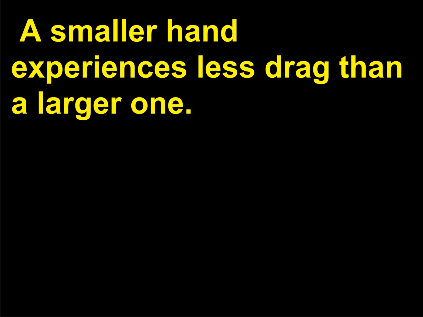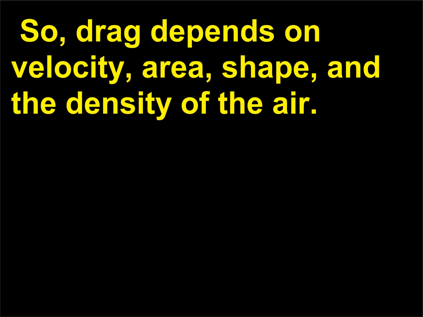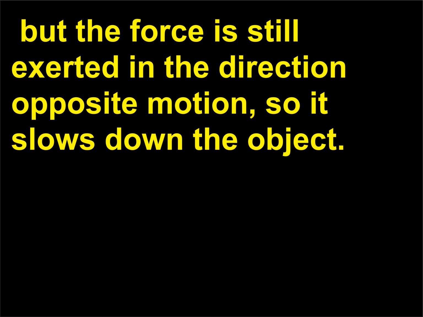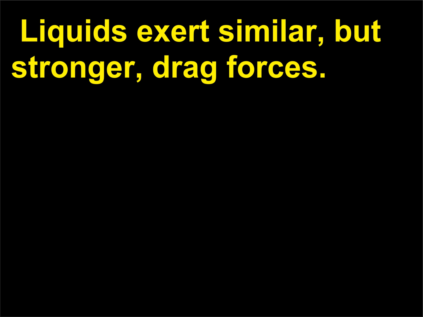A smaller hand experiences less drag than a larger one. So, drag depends on velocity, area, shape, and the density of the air. These properties are different from other contact friction forces. But the force is still exerted in the direction opposite motion, so it slows down the object. Liquids exert similar, but stronger, drag forces.